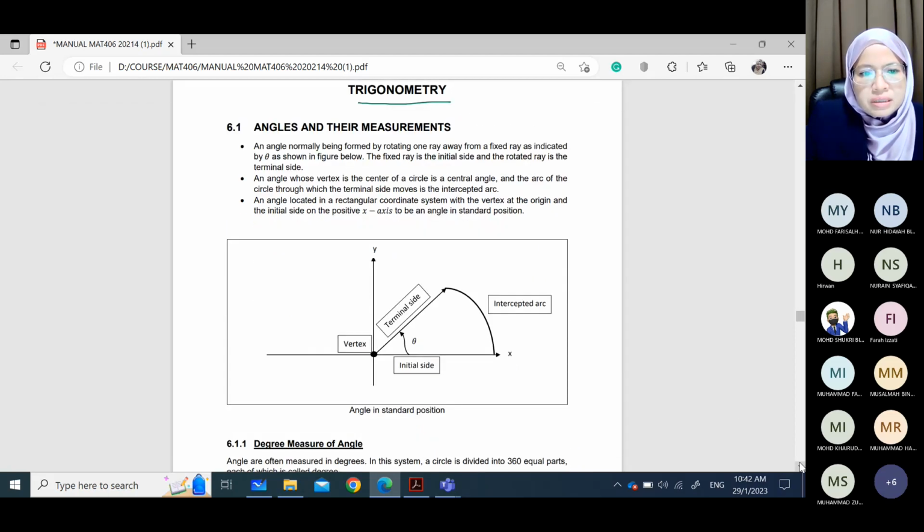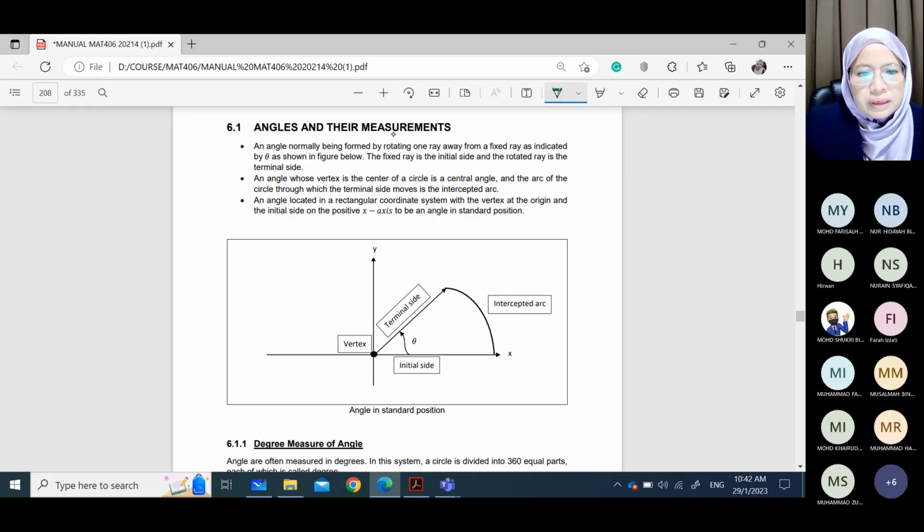Angles and their measurements. So an angle normally being formed by rotating one ray away from a fixed ray as indicated by theta as shown in the figure below. Based on this figure, it is about the angle, which can be rotated. So maknanya pergerakan bagi circle ini adalah bergantung kepada radius dia. Ini kita panggil sebagai radius.